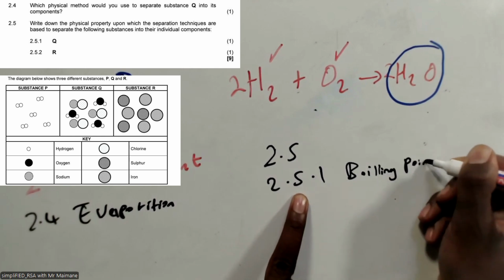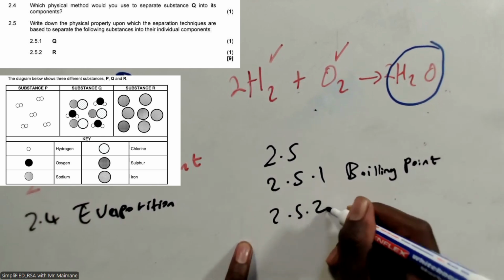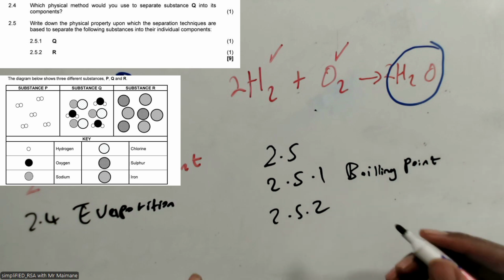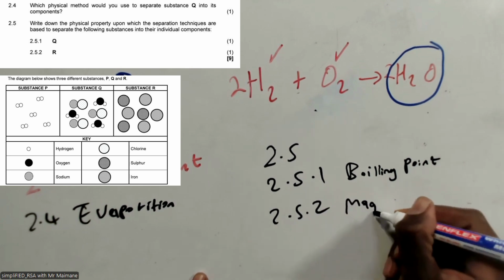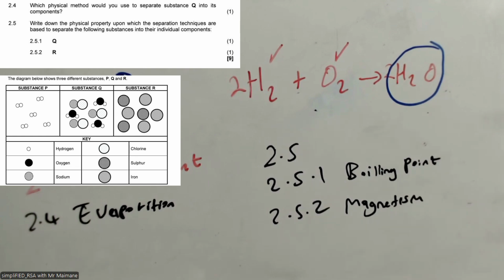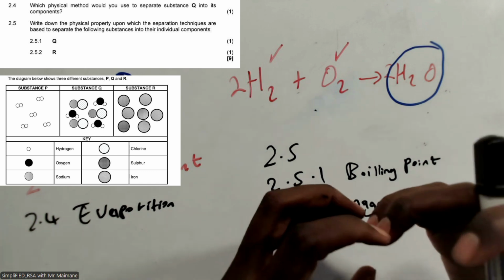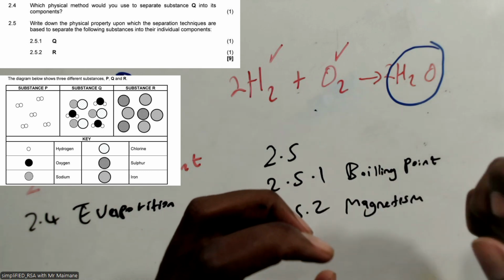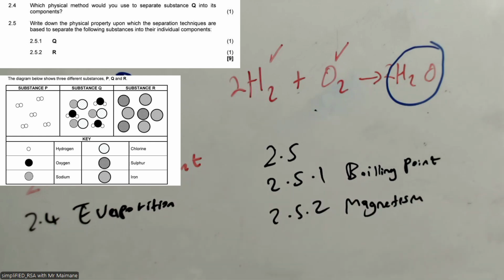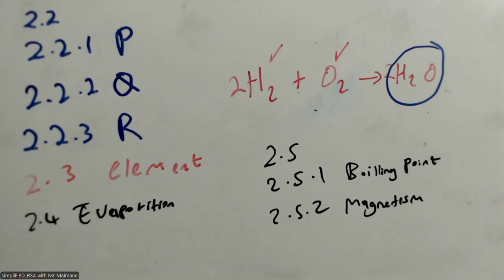Boiling point. And then 2.5.2, we have a combination of sulfur and iron. One of them is iron. So obviously, you can use magnetism to separate them. Magnetism can separate the substances because you can just use a magnet to attract one of them, and the other one would be left as it is.